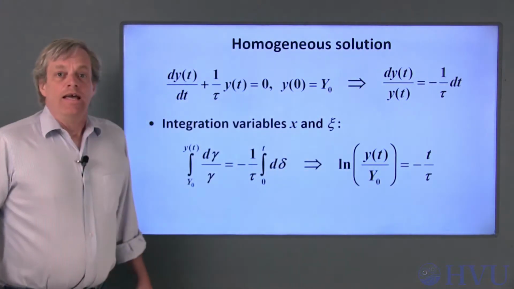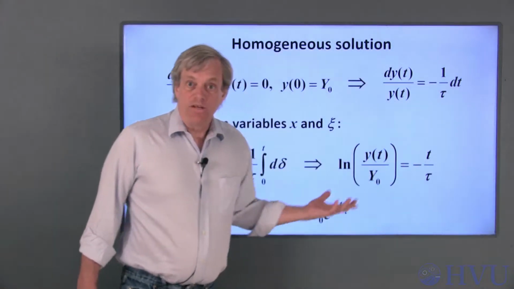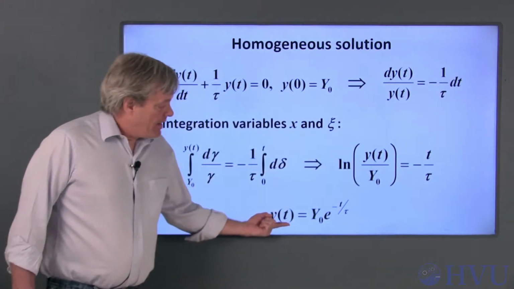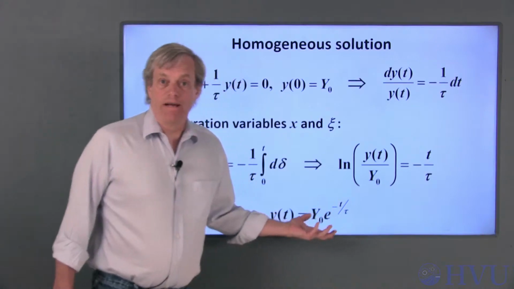If I eliminate the log function by taking e to both sides of this equation and then multiplying through by y0, I get y of t is equal to y0 times e to the minus t divided by tau.